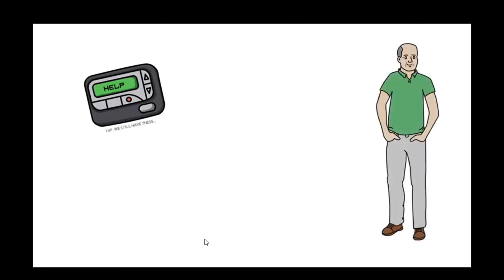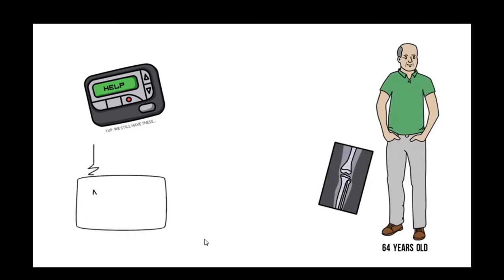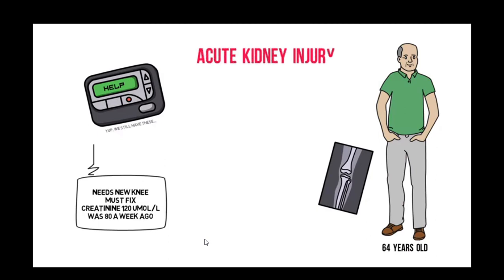You're consulted by the orthopedic surgeon to take a look at her patient she admitted yesterday. 64-year-old Mr. Cohen is supposed to get knee replacement surgery, and the surgeon performed labs today, which showed a creatinine of 120 micromoles per liter. The previous value was only 80 one week ago. So, acute kidney injury. Let's go through this.